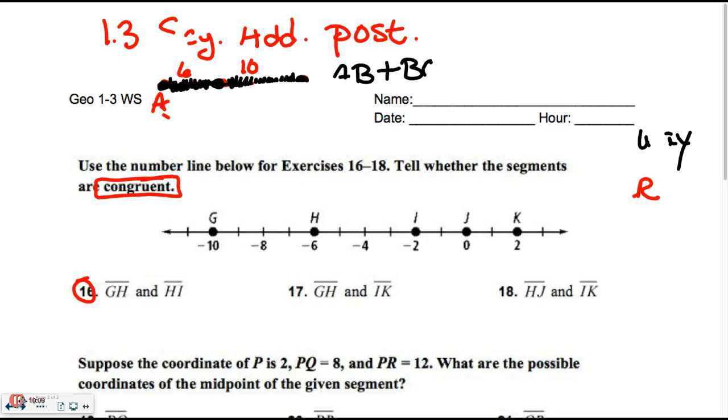From G to H, we're going to count how long it is. I told kids yesterday, don't use any formula. Just hop on here and just take steps. 1 step, 2 steps, 3 steps, 4 steps. That was 4 steps for me to walk from G to H. From H to I, I'm going to start at H right here, and I'm going to take steps. 1 step, 2 steps, 3 steps, 4 steps. Because they were the same amount of steps, they are congruent.